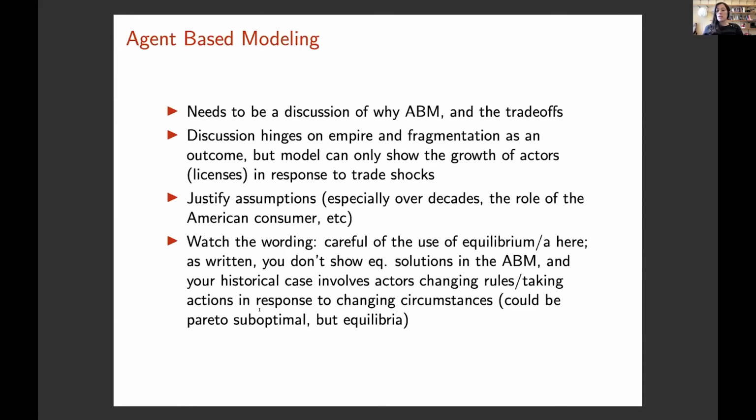And this also means justifying some of the assumptions, because obviously simulations are a function of the parameters we put in. But some of the historical assumptions, especially about consumers in America, I thought could use more detail.